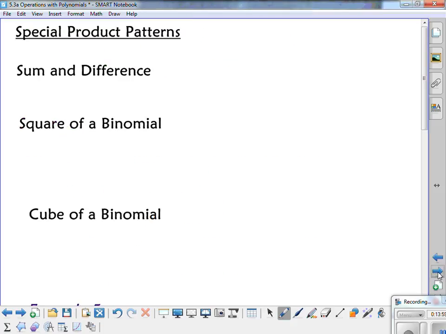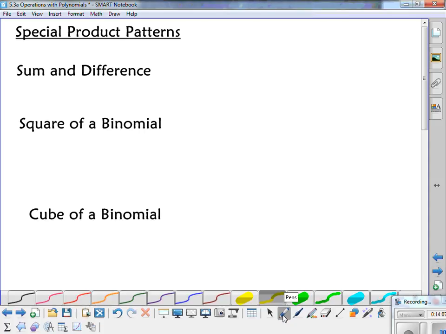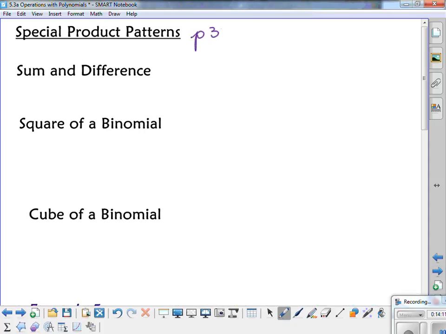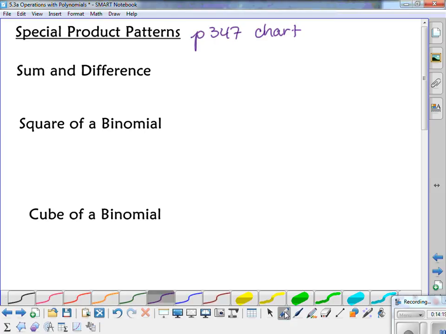All right, then the last thing I need to tell you guys about are special product patterns. 2 of these you've seen before. You've done sum and difference before, and you have done the square of a binomial before. There is a chart on page 347 if you want to refer to it. It gives you examples of each. I'm just going to write the general formula for these.